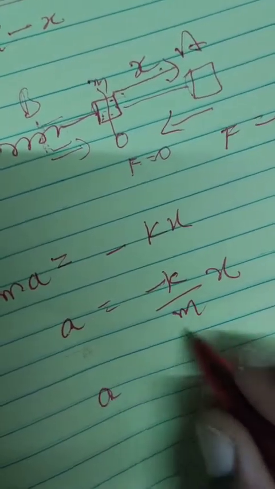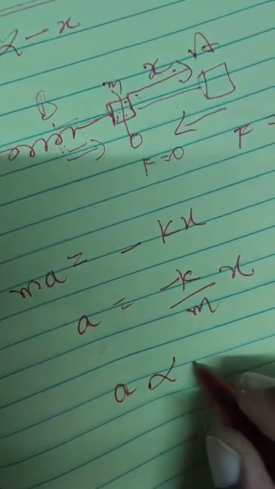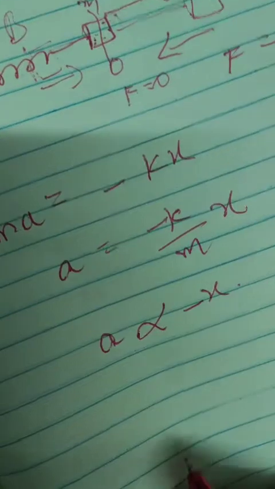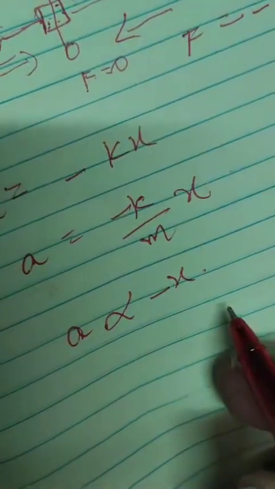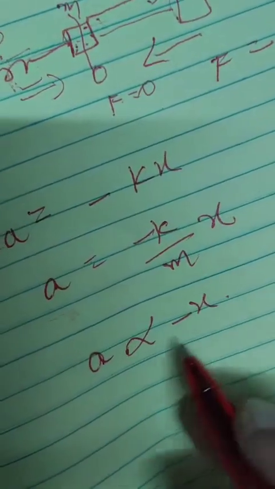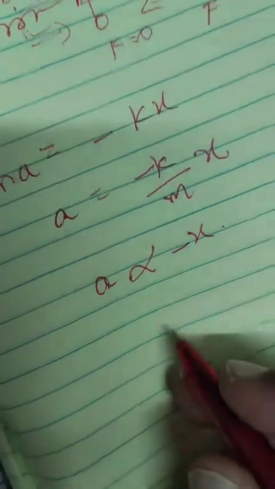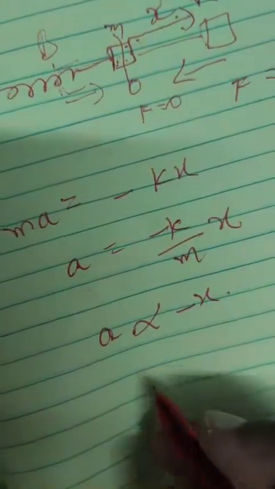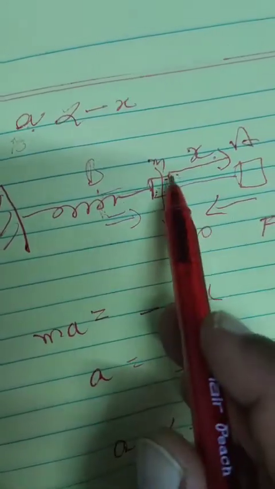So if we remove the constants, we can write a is proportional to minus x. This indicates that acceleration is proportional to displacement, and minus tells that both are opposite in direction, which is the condition of SHM. So in that way we reached the condition of SHM. That means this particle will oscillate between extreme points B and A through point O.